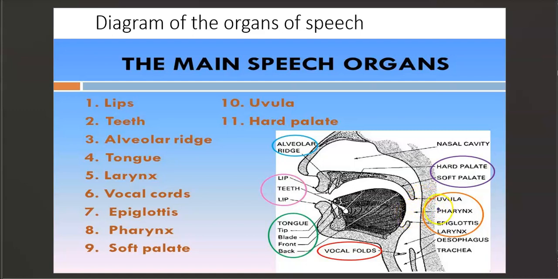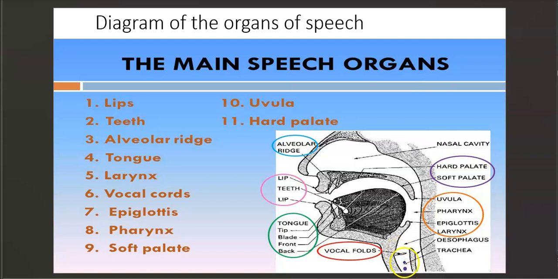Then we have the pharynx here. Then we have the epiglottis. So here is the epiglottis here, okay. Then the larynx is here, okay. Then the esophagus is here. Esophagus is here. Then the trachea is here. So now see the trachea.